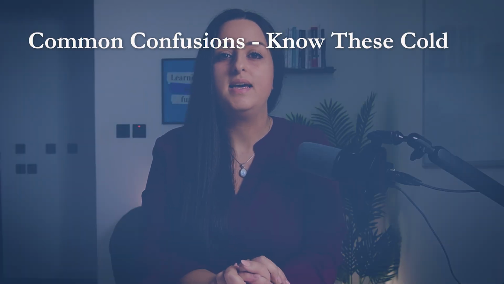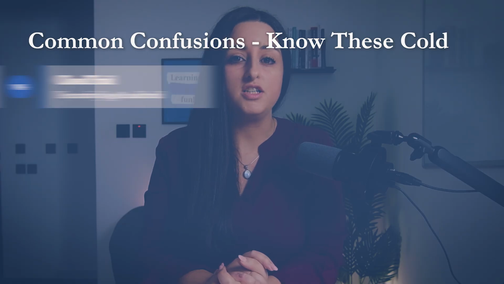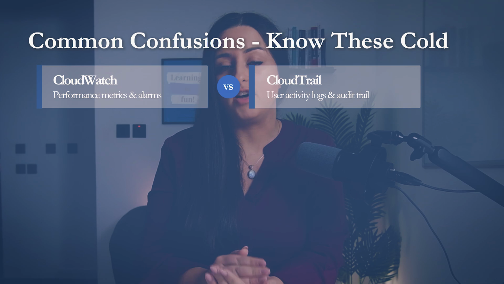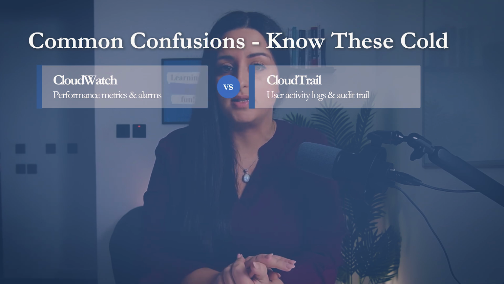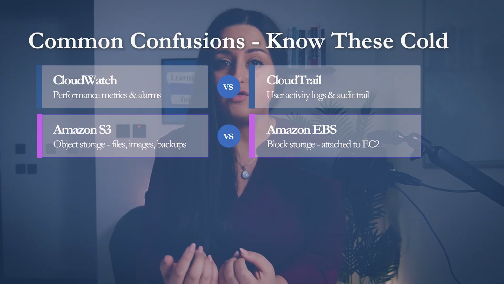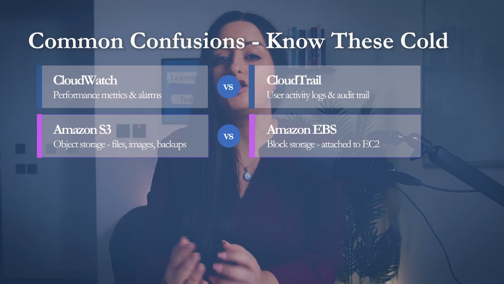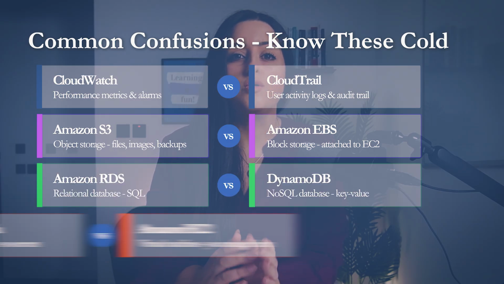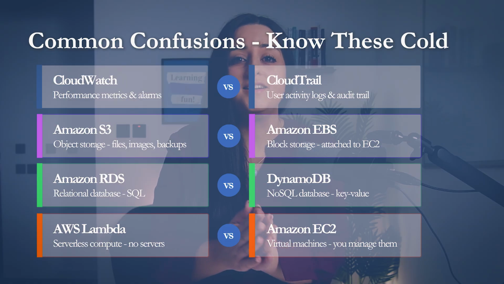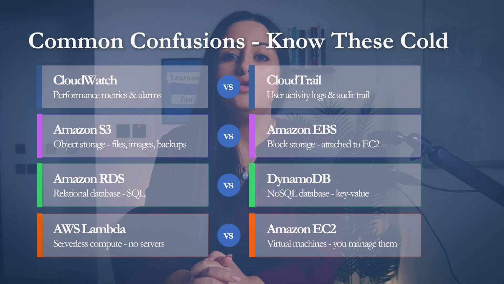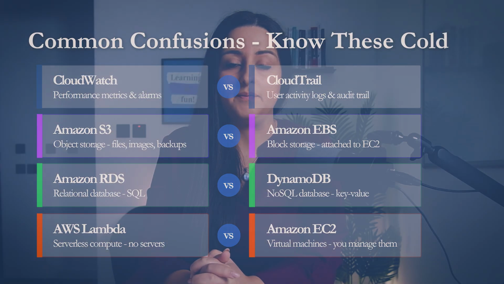Trap 2, so confusing similar services. Here are common confusions. CloudWatch versus CloudTrail. CloudWatch is performance metrics. CloudTrail is used for user activity logs. Or perhaps S3 versus EBS. S3 is used for object storage and EBS is attached to EC2. RDS versus DynamoDB. So RDS is relational, but DynamoDB is NoSQL. If you can separate these clearly, you eliminate many wrong answers instantly.